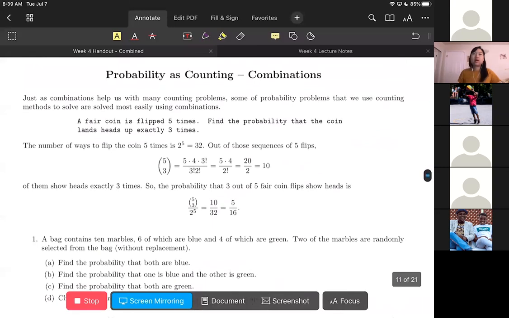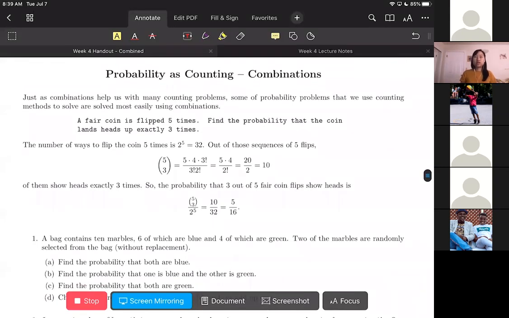We also have other techniques that we can use to solve more complicated probability questions. Some of the counting methods that we can use could be combinations, which we learned about last week and the week before. So let's look at an example of some problems where we actually want to use combinations to basically help us solve it.